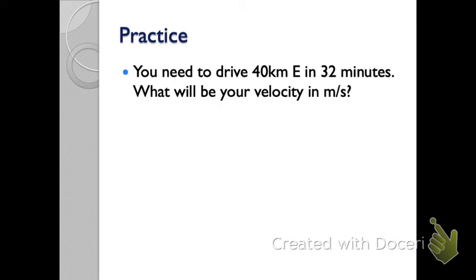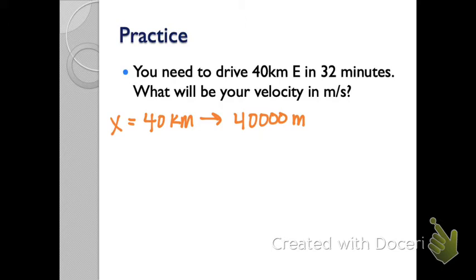We don't have a quick change between kilometers per minute to meters per second. We've got a quick change between kilometers per hour and meters per second. So I would convert them first if it was me. So if I'm going to go 40 kilometers east, that would be my displacement. So instead of 40 kilometers, how many meters is it going to be? 40,000 meters, because there's 1,000 meters in a kilometer.